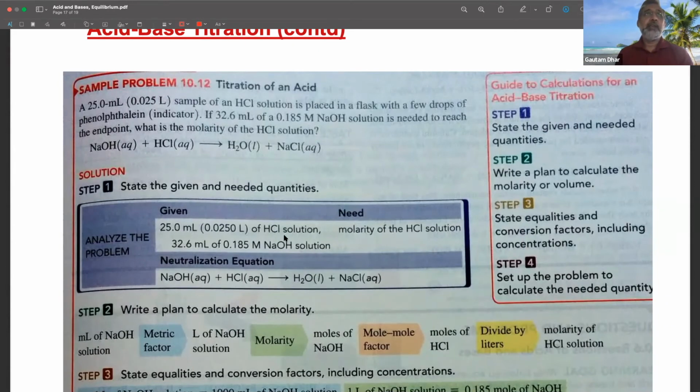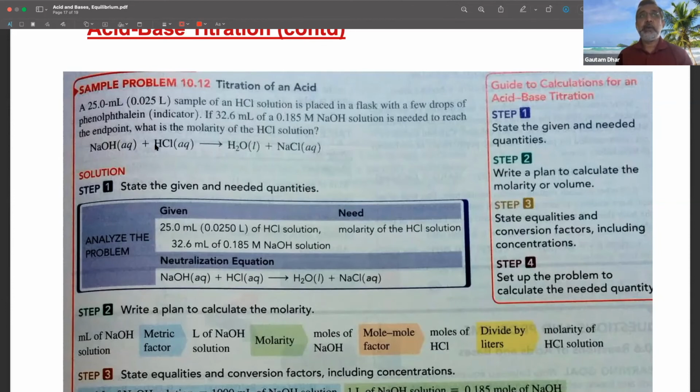Okay. A 25 milliliter sample of HCl, so this is the volume of the acid you have taken, is placed in a flask with a few drops of indicator, and you are titrating with sodium hydroxide. If 32.6 milliliters of 0.185 molar sodium hydroxide solution is needed to reach the endpoint, what is the molarity of the HCl solution? You know the volume of sodium hydroxide required, and you know the molarity of the sodium hydroxide.